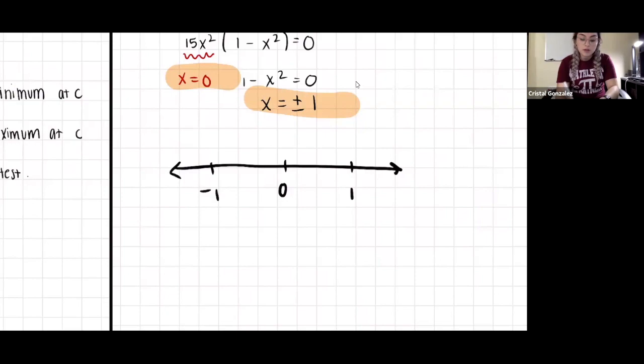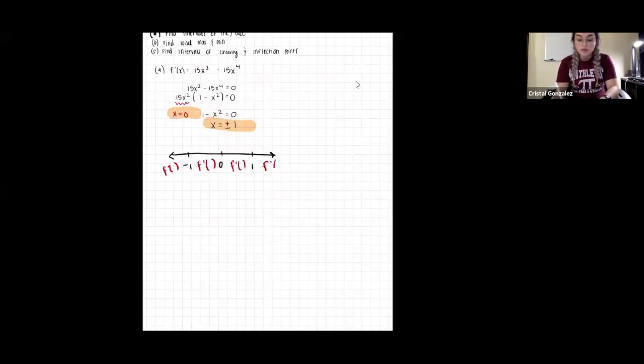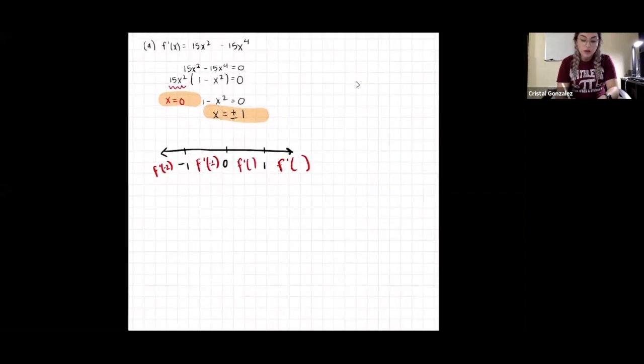Here, here, here, and here, so that you can tell if they're increasing or decreasing. Now test that on your own. I would recommend to do negative 2, negative 1/2, positive 1/2, and then positive 2 in this case. So go ahead and take a minute to just test those values.